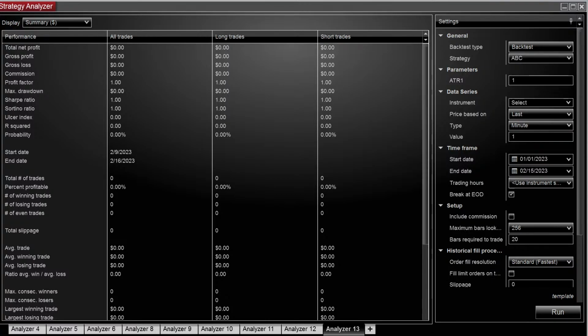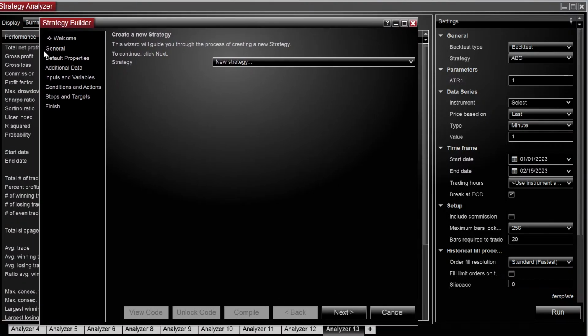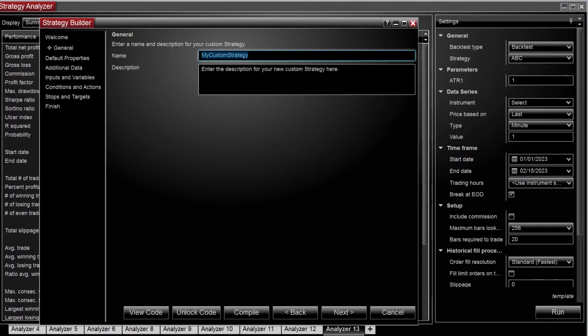So let's go ahead and open up the builder. Is there a way to stop NinjaTrader opening every single feature it has every time you open it? Yeah, you just gotta save a new workspace and save it as your default workspace. Okay, let's see.